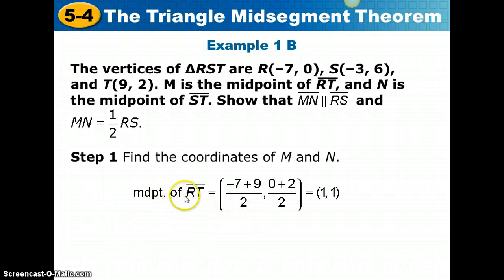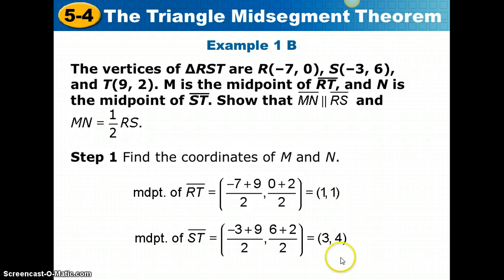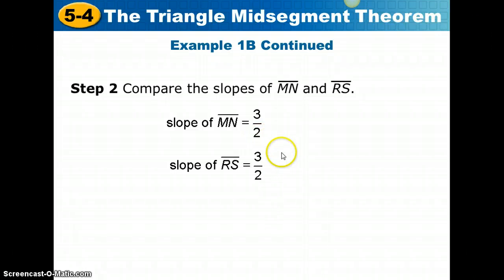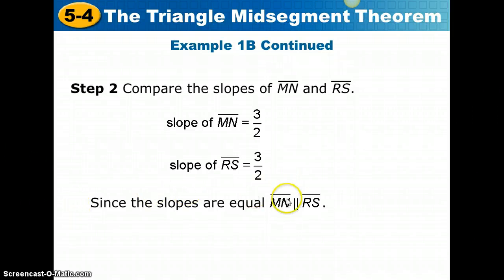Alright, the midpoint of RT, which is M, has coordinates (1, 1). The midpoint of ST, N, is (3, 4). Remember those coordinates. We're going to use those coordinates now to find the slope of MN and compare that to the slope of RS. The slope of MN is 3 over 2. The slope of RS is also 3 over 2. Since the slopes are equal, MN is parallel to RS.